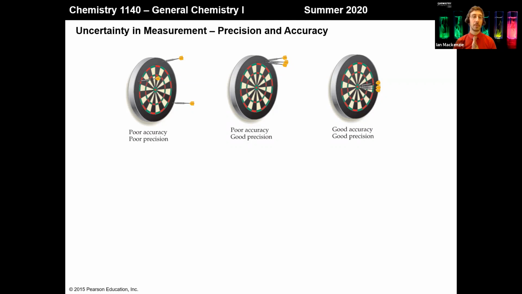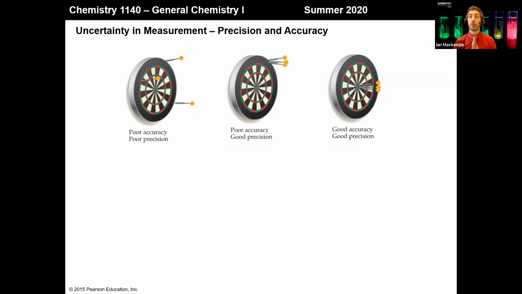So in this first example on the left, we see a case where we've got poor precision and poor accuracy. Poor accuracy because all 3 of the darts are far away from the bullseye. Poor precision because all 3 of the darts are also far away from each other. They're not closely grouped. And so say we threw a 4th dart, we would have really no idea where that 4th dart was going to land because we have poor precision.